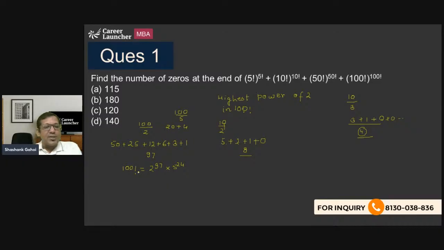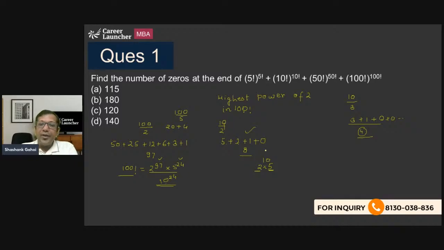Now the question says, what is the highest power of 10 in 100 factorial? This approach is only valid for a prime number. It is not valid for a composite number. So if the question asks for the highest power of 10, 10 is 2 into 5. My job is to calculate the power of 2 as well as the power of 5. Now I got 2 power 97 and 5 power 24. So basically the highest power of 10 that's achievable is going to be 10 power 24.